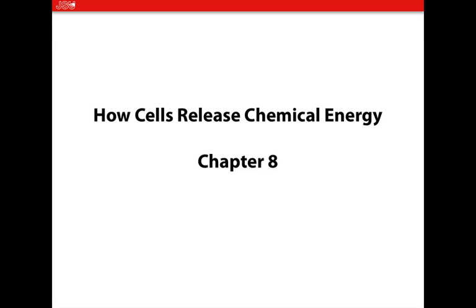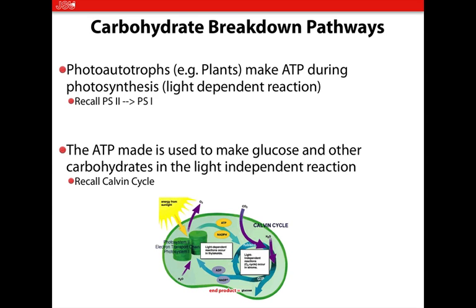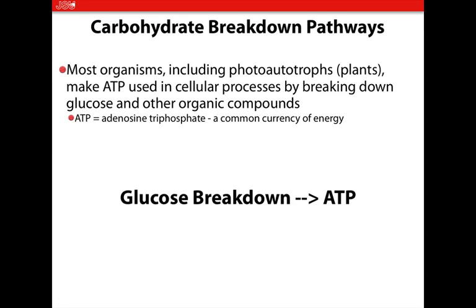Okay, so Chapter 8, how cells release chemical energy. And the point of the last chapter is what? We took light energy and made ATP and NADPH, and then we took that to the Calvin cycle and made what? Glucose, right? Now what we're going to do is focus on taking that glucose and breaking it down for energy. And that's the point of now. We take glucose and break it down into ATP, a usable form of energy.